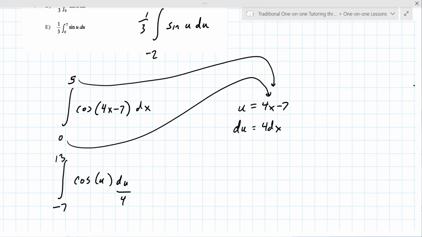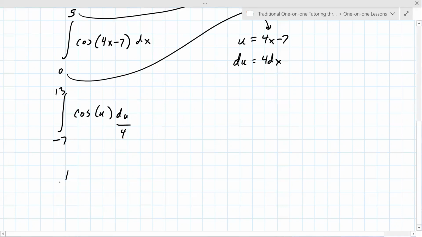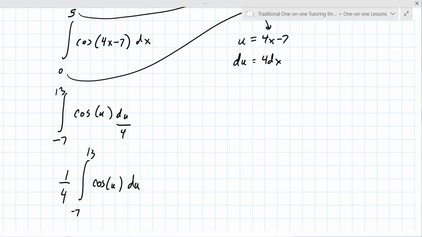Do you leave the du over 4? You can put the 1/4 out in front. With multiple choice, you're matching it to what you see, so you want to do it the way that they present. One of the things that this exam does that may or may not be helpful for us is it's in no particular order.